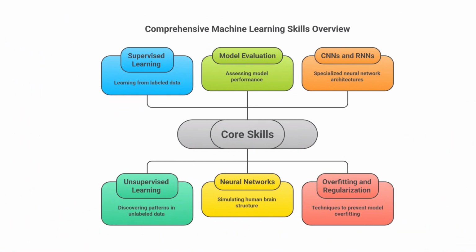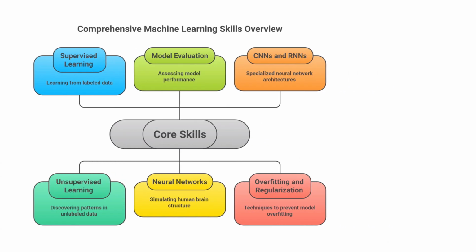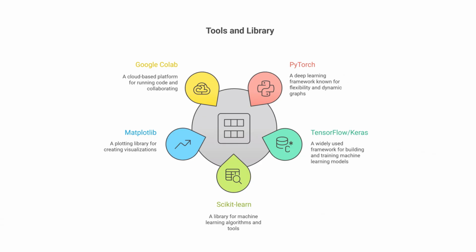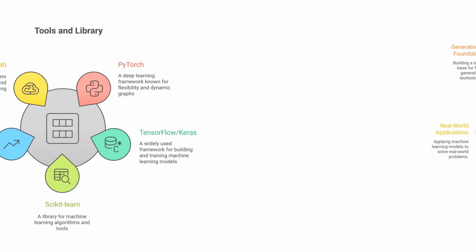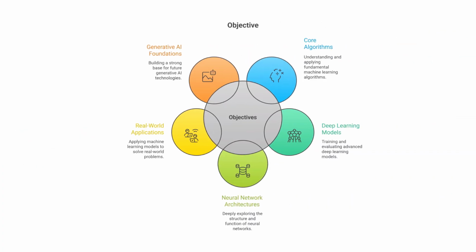Core skills. These core skills emphasize understanding learning algorithms and neural architectures. These skills allow engineers to design, train, and evaluate AI models effectively. Tools and libraries. These frameworks help implement and experiment with machine learning models. Tools focus on training, tuning, and evaluating neural networks. Objective. The objective is to gain hands-on experience with training and evaluating ML models. You should understand how data flows through neural networks.